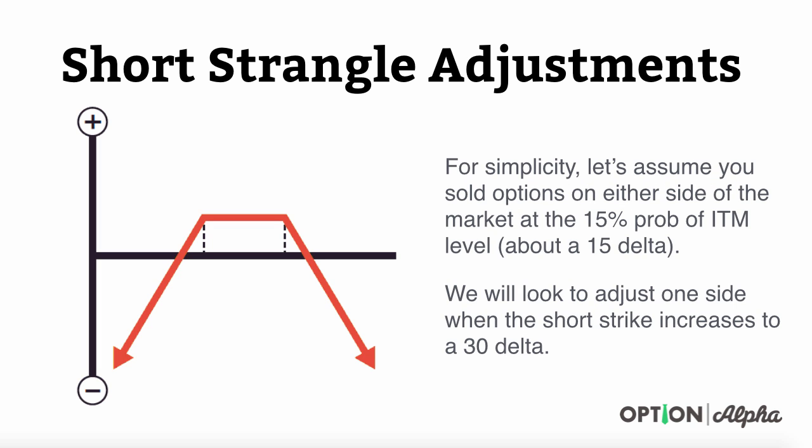and so that's going to help even out our break-even points. So again, for simplicity, let's assume that you sold options on either side of the market at a 15% probability of being in the money level, which is about a 15 delta. We're going to replicate this trade later on. One of the ways that we adjust is that we'll look to adjust one side when the short strike increases to a 30 delta. So we'll place the trade when we have about a 15 delta on each side. If that delta then doubles, so our probability of losing basically doubles to a 30 delta, we consider that probably a good time to make an adjustment to this strategy.